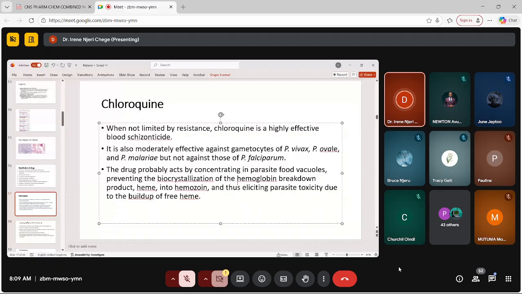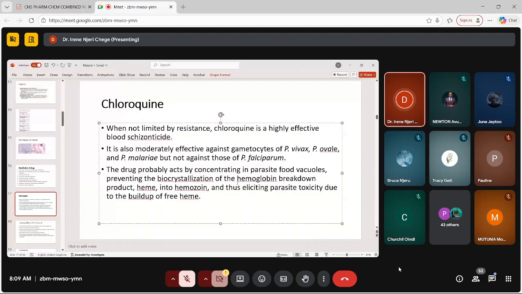So you can be asked a question. Let me write the question here. List indications of chloroquine. This is just a question you can list because we can use it for rheumatic diseases, for SLE, for malaria. We had said you can use it for amoebiasis. So just to jog your memory, you have other indications apart from malaria.